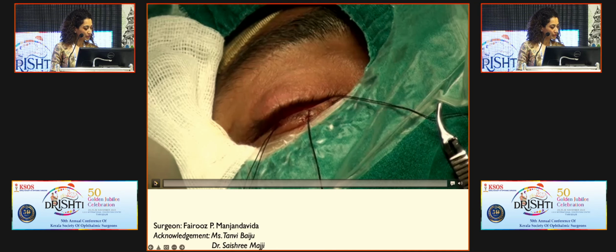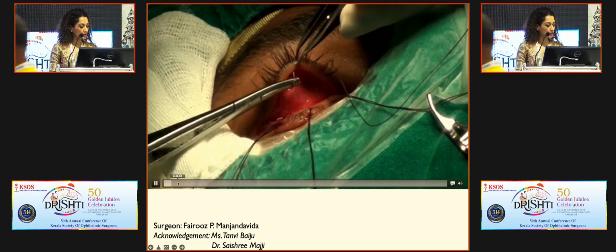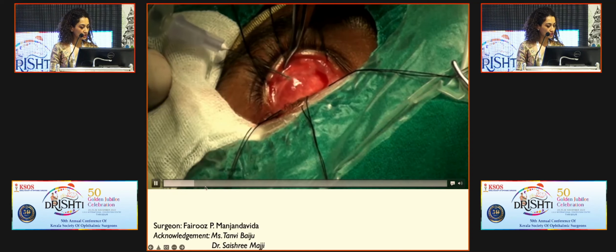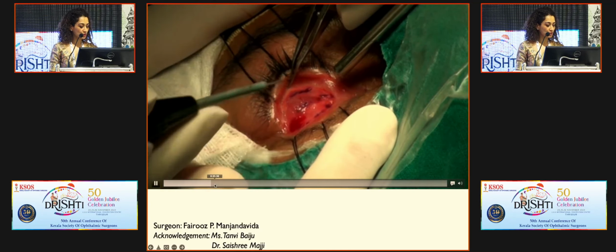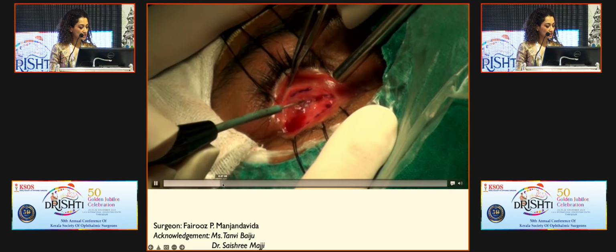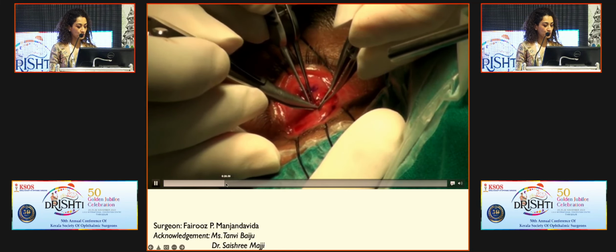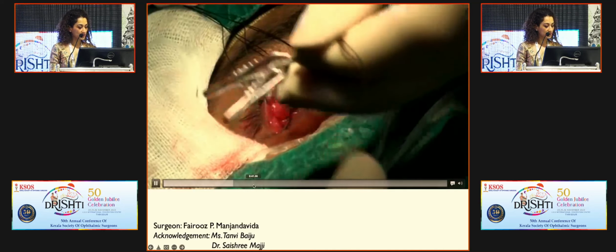I'll take you through very quickly. I'm sure most of you do a mucous membrane graft. So this is basically traction sutures. This is a socket. I inject it and then separate the conjunctiva from the subconjunctival fibrosis. So this is the center. I have actually marked the fornices, the lower and the upper fornices, from the lateral to the medial canthus.